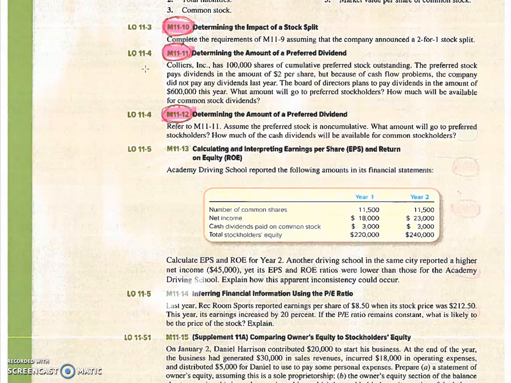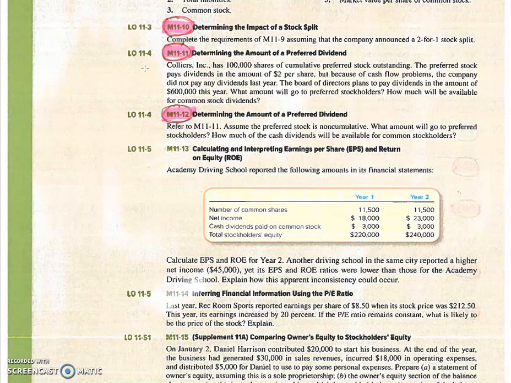did not pay any dividends last year. The board of directors plans to pay dividends in the amount of $600,000 this year. What amount will go to the preferred stockholders? How much will be available for common stock dividends?